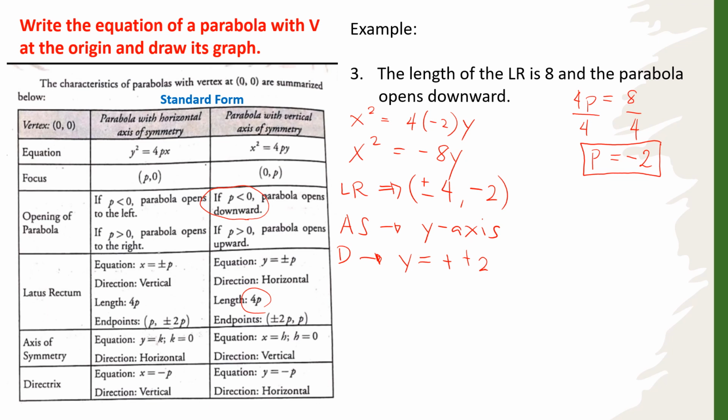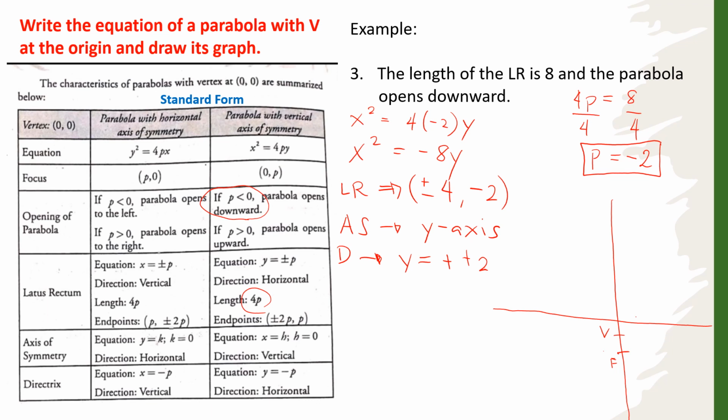Now, let us draw the graph. So let's make a Cartesian plane. Okay. And then the vertex is at the origin. What is our focus? 0p. So that is 0, negative 2. So baba tayo ng 2. This will be our focus point. Okay, 0, 2, 0, negative 2. And then, for the ends of the latus rectum, plus minus 4, negative 2.